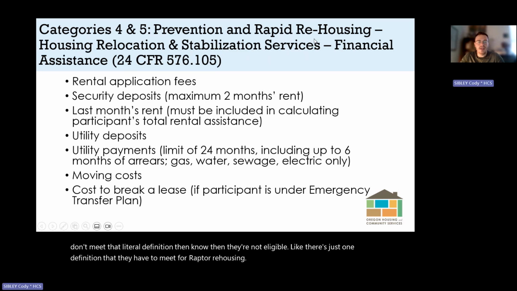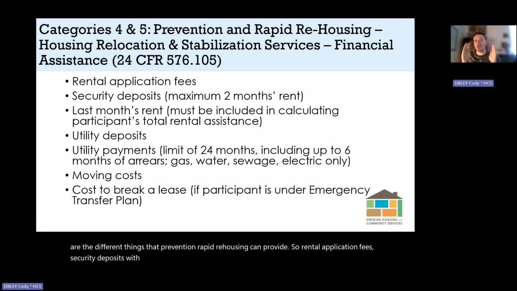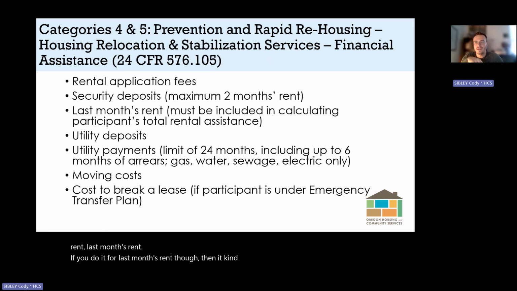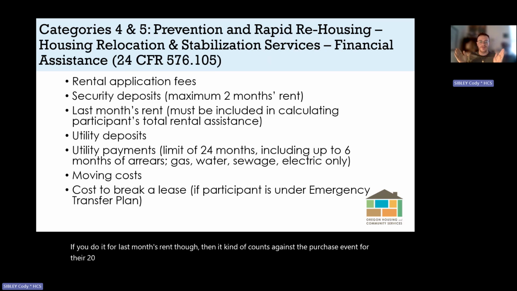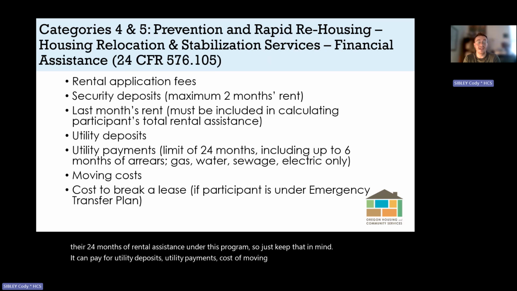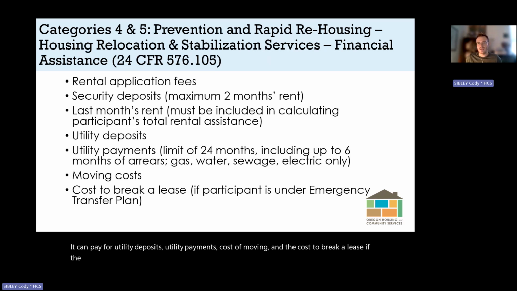And these are the housing relocation and stabilization services financial assistance. These are the different things that prevention and rapid rehousing can provide. So rental application fees, security deposits, where the maximum security deposit can't be more than twice the rent. Last month's rent, if you do it for last month's rent, though, then it counts against the participant for their 24 months of rental assistance under this program. So just keep that in mind. It can pay for utility deposits, utility payments, cost of moving, and the cost to break a lease if the participant is under an emergency transfer plan.